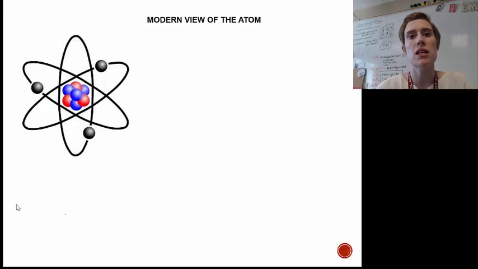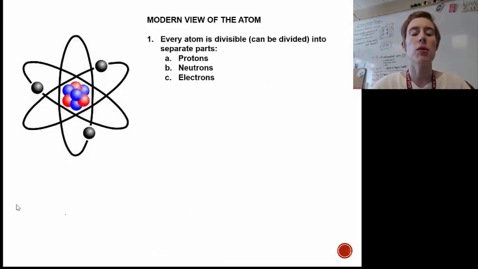As you can see, there's 2 basic parts of an atom. There's the electrons. They're floating around outside on these little, they look like orbits. And then we have this center part of our atom, which is called the nucleus, and it's made up of protons and electrons. So our modern view of the atom is made up of 5 things. So go ahead and write these 5 things on your notes.